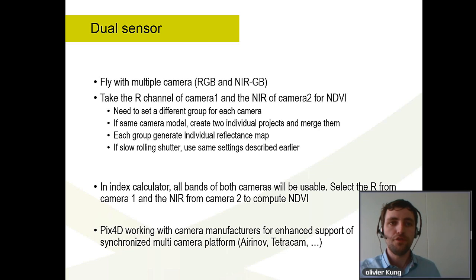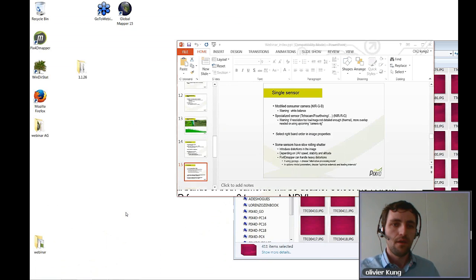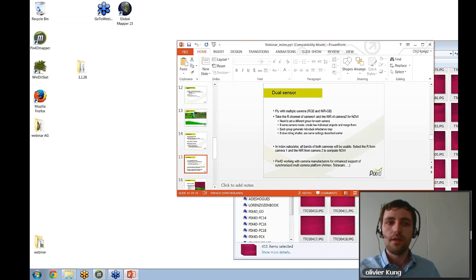If you are using 2 cameras which are displaying this effect of slow rolling shutter, use the same trick in the options that I described earlier on which option to select to have a successful processing. Let's have an example of this one.